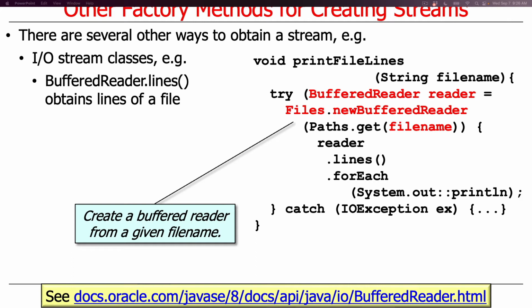And in this particular case, we can use the BufferedReader.lines method to obtain the lines of a file. So here's an example that you can try out if you're so inclined, where we're going to have a method called print file lines. We give it a file name, and this thing is going to go ahead and use a buffered reader. So we say files.newBufferedReader, and we give it the name of the file that we want to read from. And that will then go ahead and create a buffered reader.